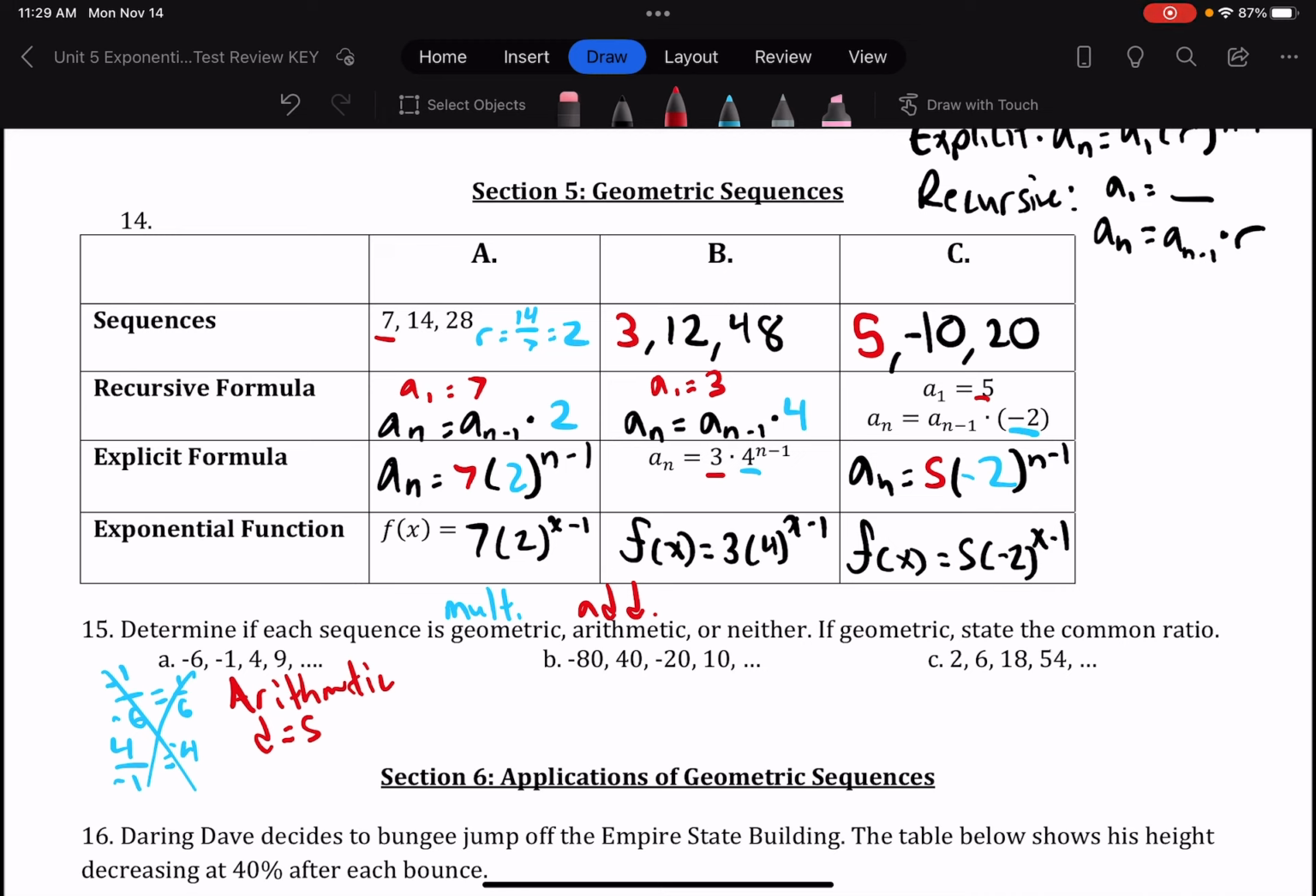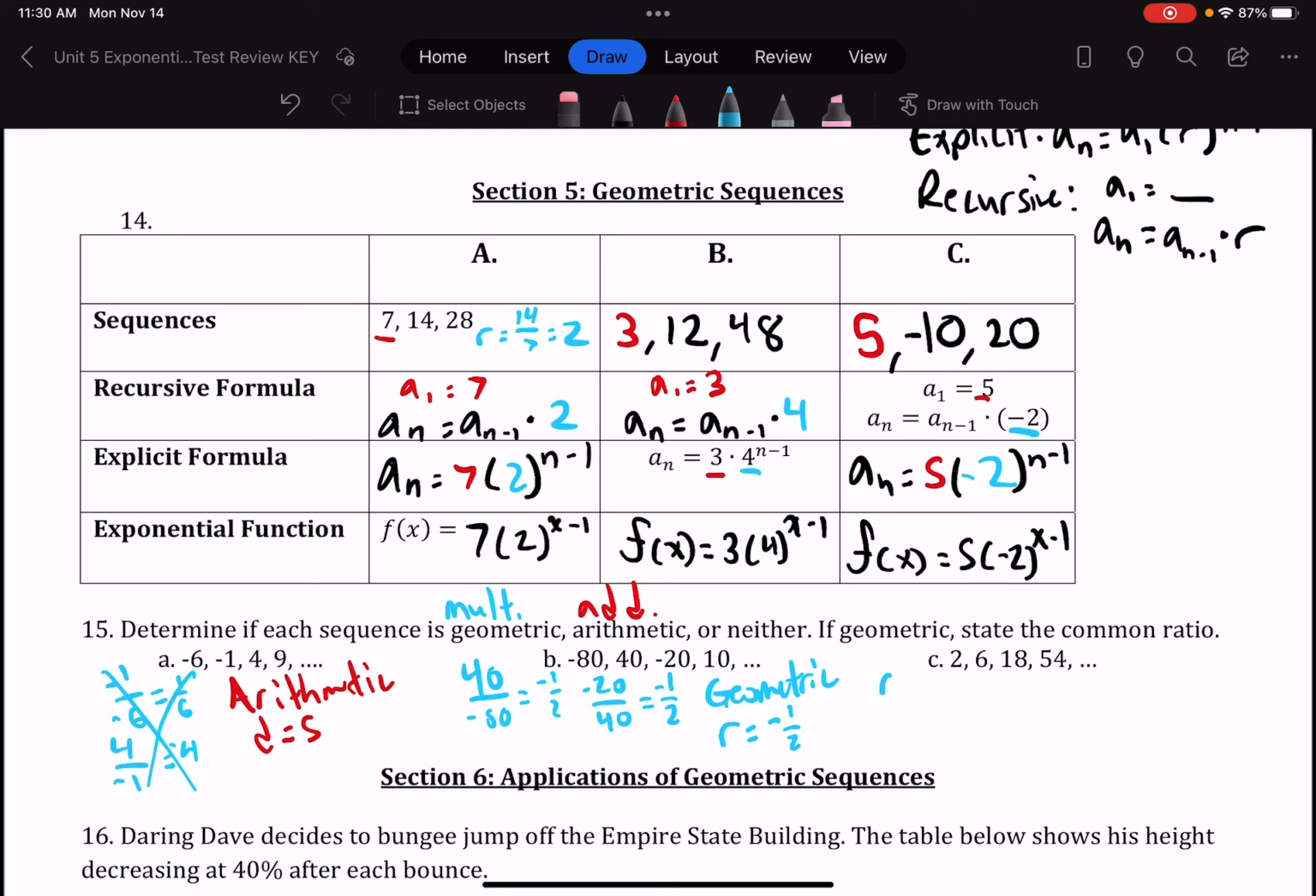Let's look at B. So I've got negative 80, 40, negative 20, 10. So I can do 40 divided by negative 80. That gives me negative 1/2. And then I could do negative 20 divided by 40. That also gives me negative 1/2. So this is a geometric sequence with an r value of negative 1/2.